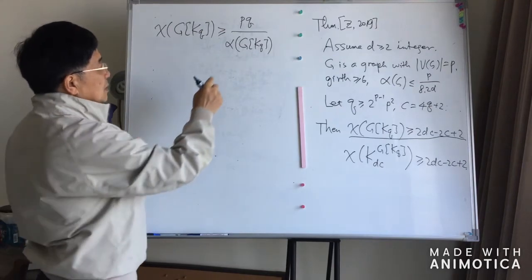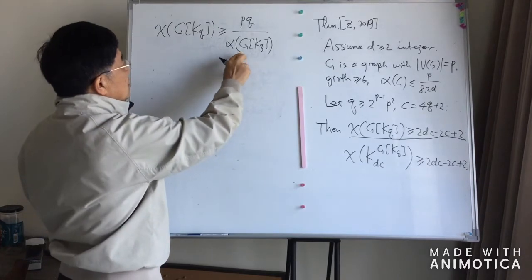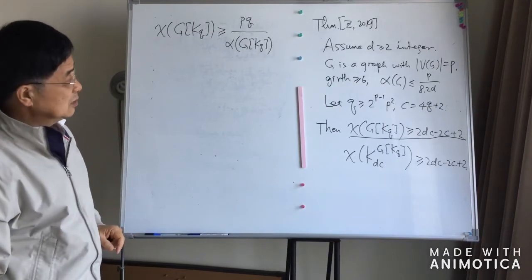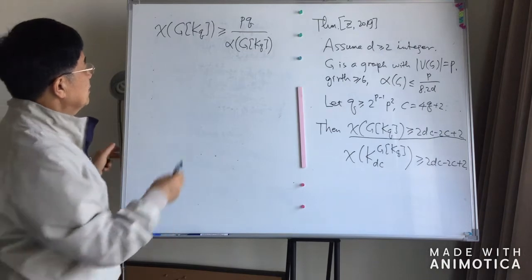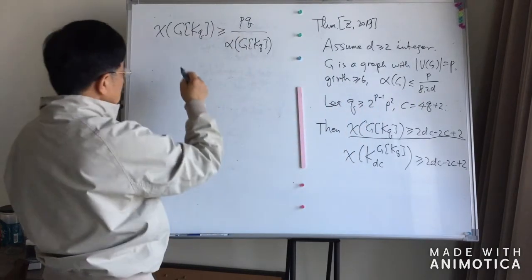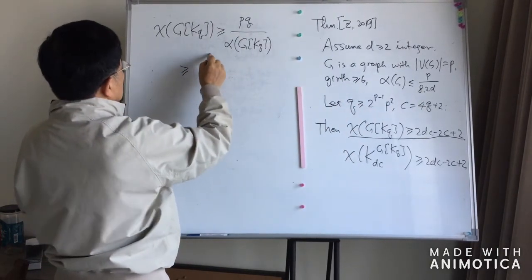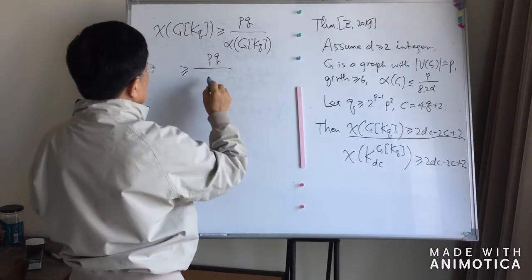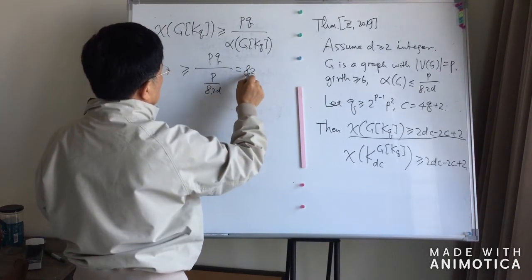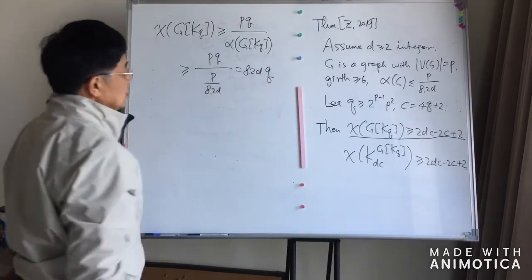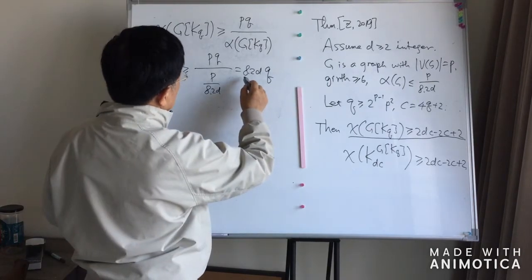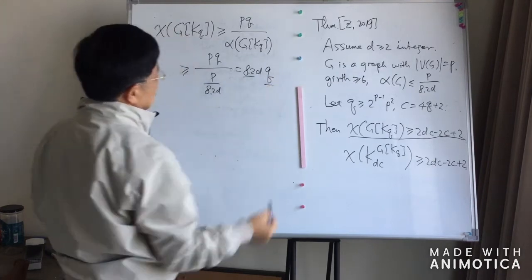But it's easy to see that the independence number of this graph is the same as the independence number of G. Blowing up each vertex into K does not increase the independence number. So therefore, this is greater or equal to P over Q times this number, that is P over 8.2D times Q. And this is greater or equal to 2CD, because 8.2 times Q is bigger than 2C.